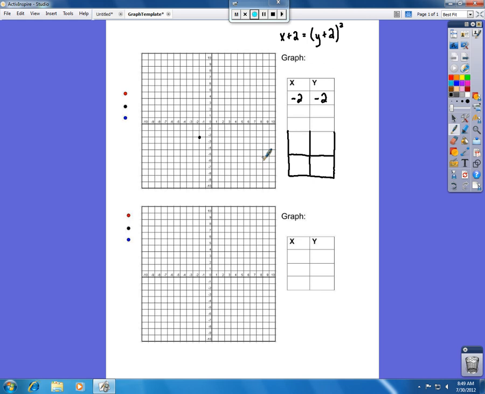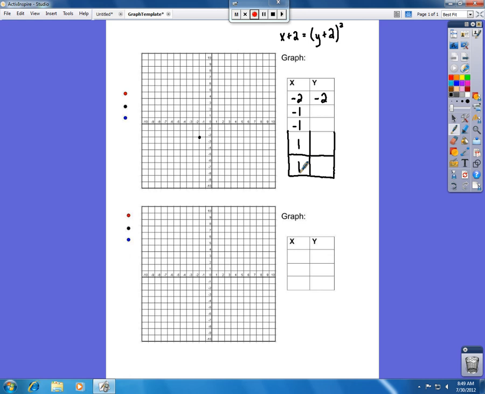Now we just need to graph some additional points. It makes sense, since the graph opens this way, that we're going to want to look at x values that are bigger than -2, because anything less than that is not going to be on our graph. So I'm going to look at -1, and I'll explain why I'm writing 2 of them, and then +1.